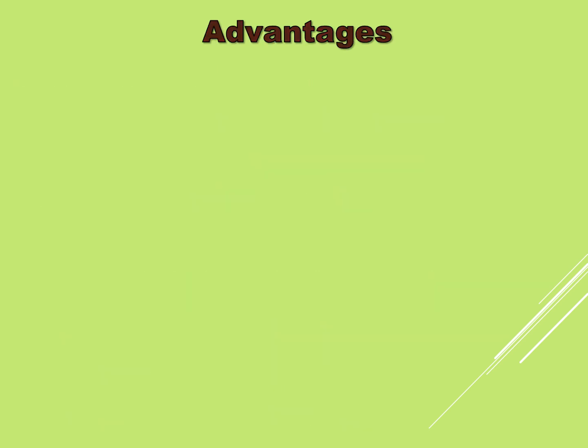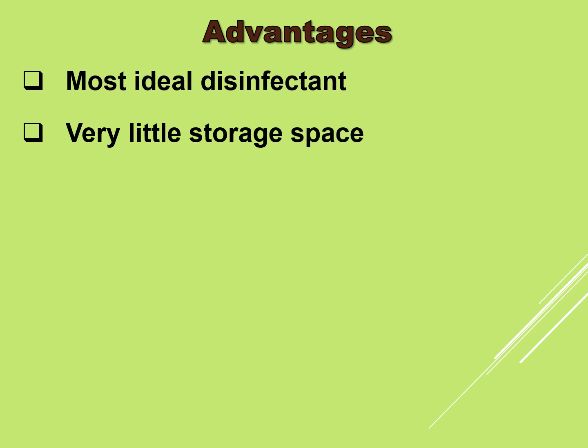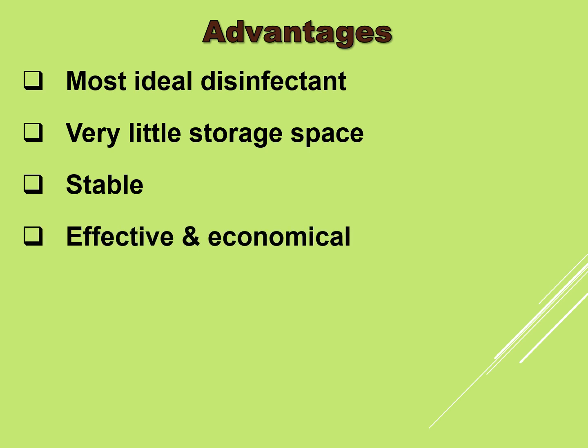Let us look at some of the advantages and disadvantages of chlorination. It is the most ideal disinfectant. I told you that earlier. Very little storage space is required for chlorine. It is stable and it is effective and economical. This is very important: effective, it is also economical. Effective at all temperatures. Starting from 5 degrees to about 65 degrees, it is very much effective.